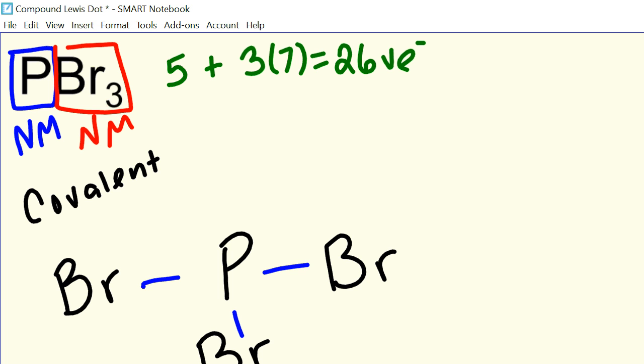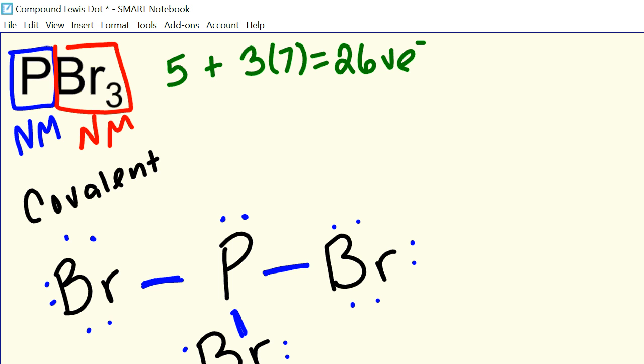So right now, bromine has 2 in the bond, 3, 4, 5, 6, 7, 8. The next bromine is the same, 2, 4, 6, 8, and the third one is the same as well. Phosphorus has 2 in each bond connected to it, so it has 2, 4, 6 in the bonds, and then I'm going to count 7, 8.